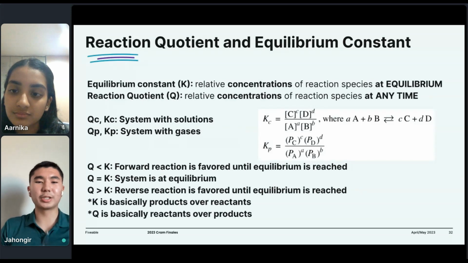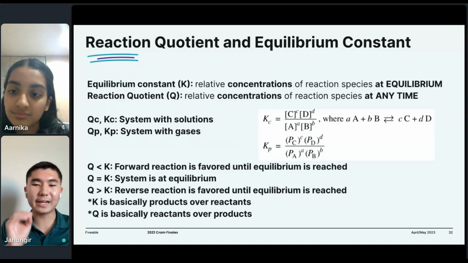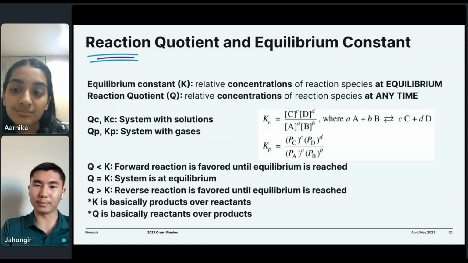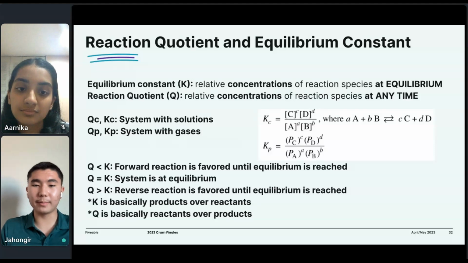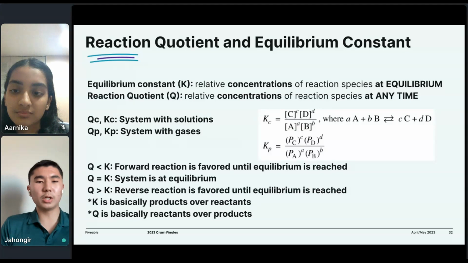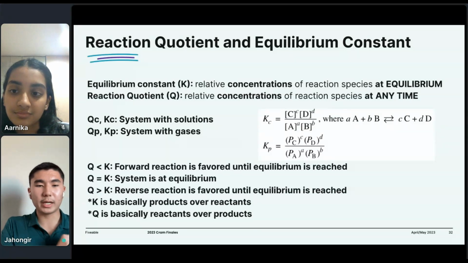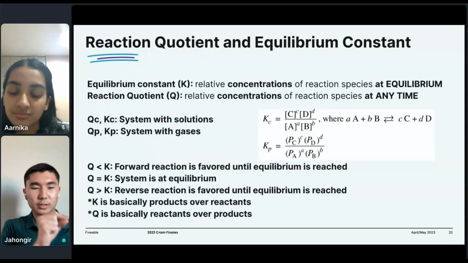Now let's talk about the reaction quotient and the equilibrium constant. The equilibrium constant is usually denoted by K, and this is the relative concentration of the reaction species at equilibrium. This is important because it is at equilibrium, and the reaction quotient is the relative concentration of the reaction at any time. It doesn't necessarily have to be in equilibrium. And to denote the equilibrium constant and the reaction quotient for solutions, there's usually a C on the bottom, and for gases there's a P.